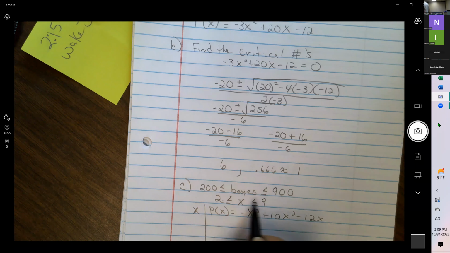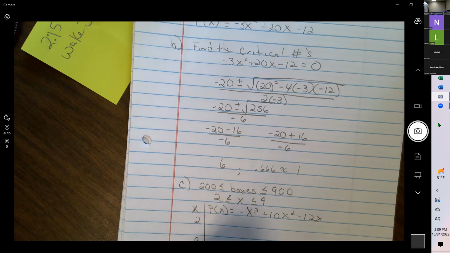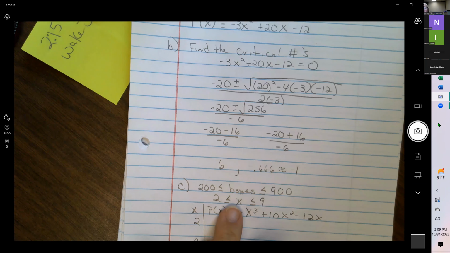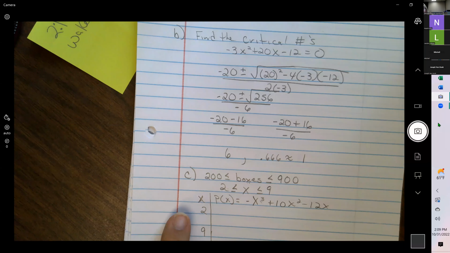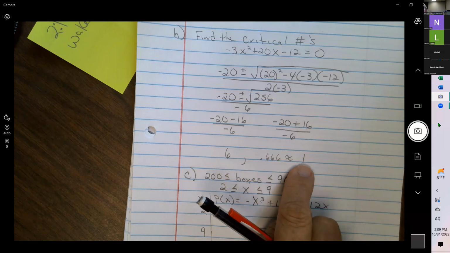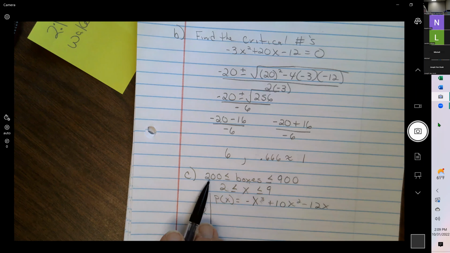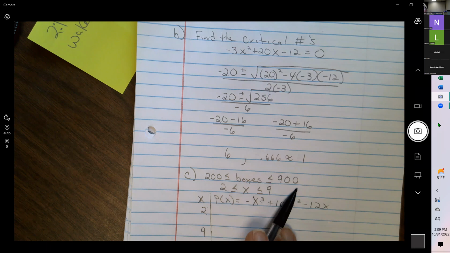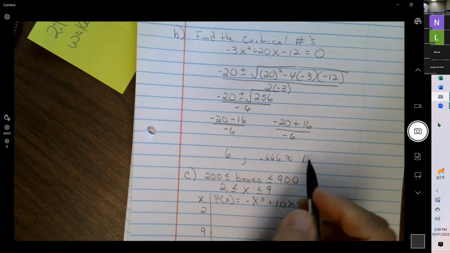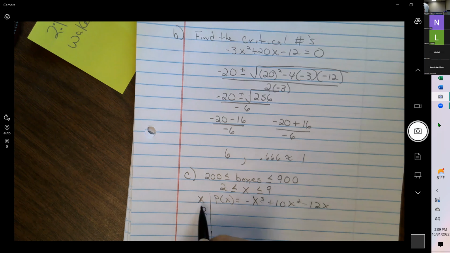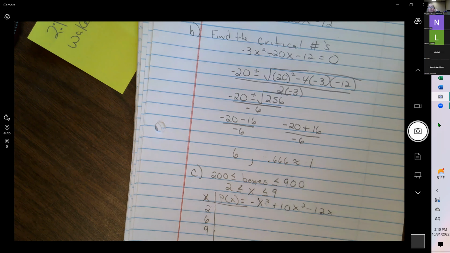And we want to use 2 and 9. And then you use your critical numbers that fall between 2 and 9. So even though 6 and 1 is a critical value, we can only have X between 2 and 9 because they have to go between 200 boxes to 900 boxes. This would only be 100. So we don't use that value, we only use the 6. Any questions on that part?